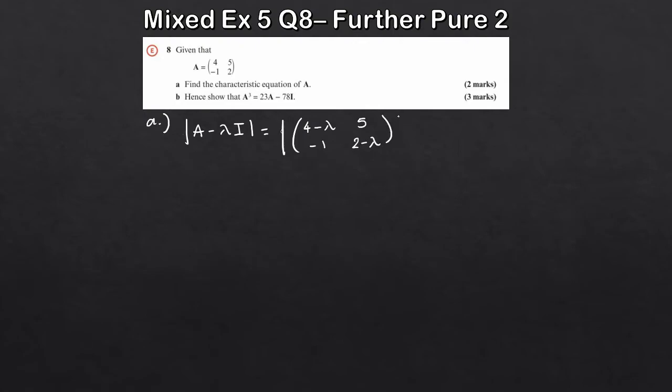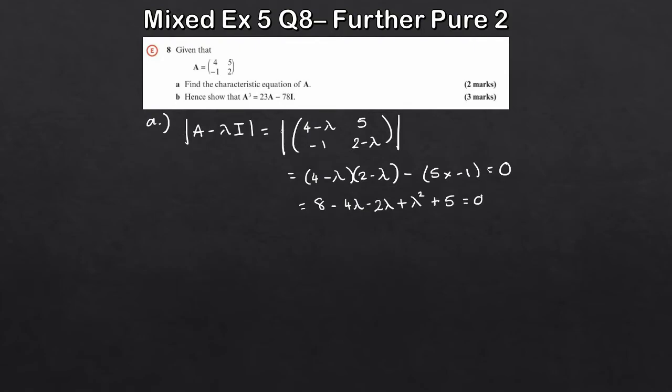Okay. So, working out the determinant of this now. It's going to be 4 minus lambda times 2 minus lambda, and then minus 5 times minus 1. Okay, this is all equal to 0. So 4 times 2, that gives me 8. 4 times minus lambda, I get minus 4 lambda. Minus lambda times 2, so I get a minus 2 lambda. And then minus lambda times minus lambda, I get lambda squared. We've also got this minus bit here, so minus 5 times minus 1, so that would be minus minus 5, so that's plus 5 there. And that's all equal to 0.